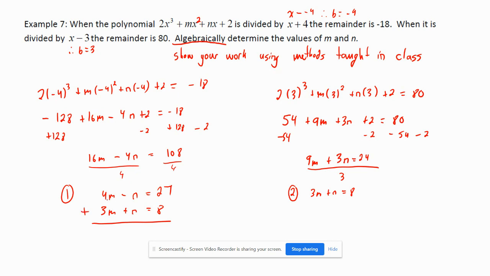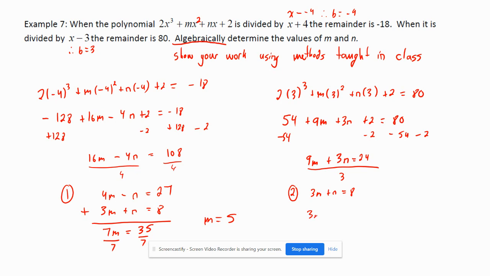4m plus 3m is 7m. The n's eliminate, and I get 35. Divide both sides by 7, and we get m equals 5. Okay, so that solves for m. Now I need to solve for n. So I'll just use this equation here.